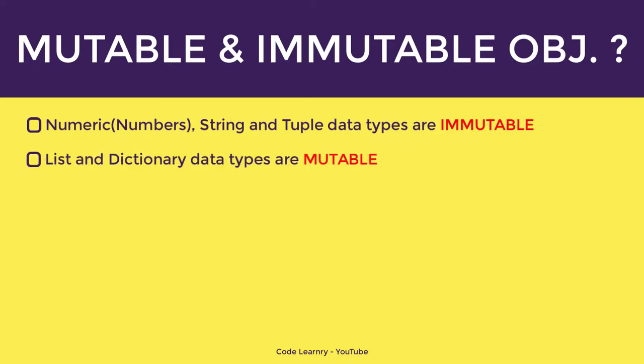On the other hand, a collection of items in a list or dictionary object can be modified. It is possible to add, delete, insert, and rearrange items in a list or dictionary. Hence, they are mutable objects.